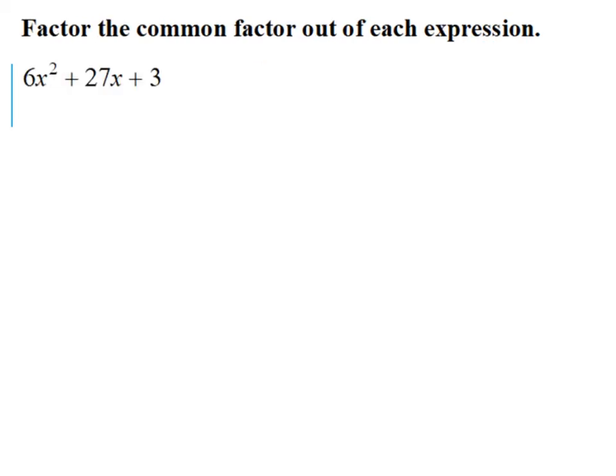In our final example, now we have a trinomial, so we have to consider 3 different possibilities. So I want to figure out what are all the factors of 6. So if I do 6 divided by 1, I get 6. 6 divided by 2 gives me 3, and that gives me all my possibilities.